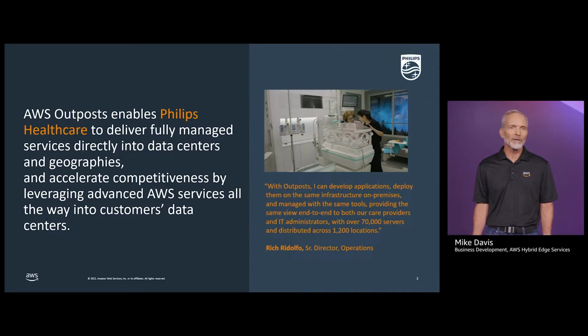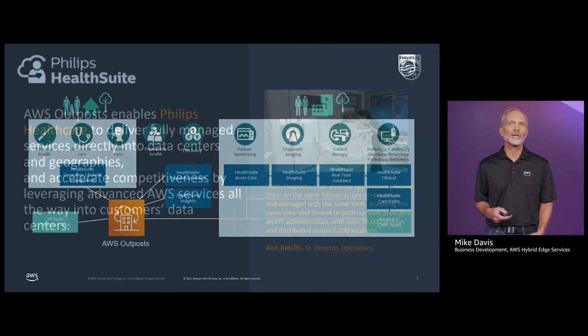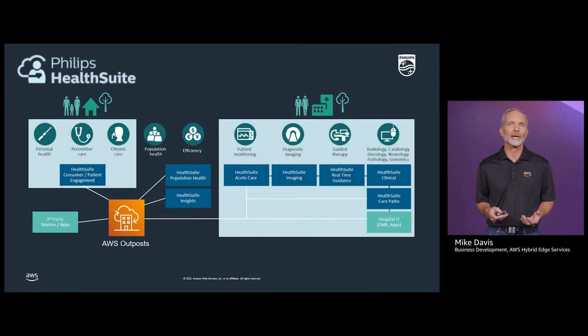If we read the quote, "AWS Outposts enables Philips Healthcare to deliver fully managed services directly into data centers and geographies, and accelerate competitiveness by leveraging advanced AWS services all the way into customers' data centers." Okay, so they use AWS Outposts, which is where AWS extends a pool of fully managed compute, storage, and cloud services out to the edge of the network, whether in a co-location site or even in the data centers of our healthcare providers. Let's take a closer look at the Philips Health Suite application.